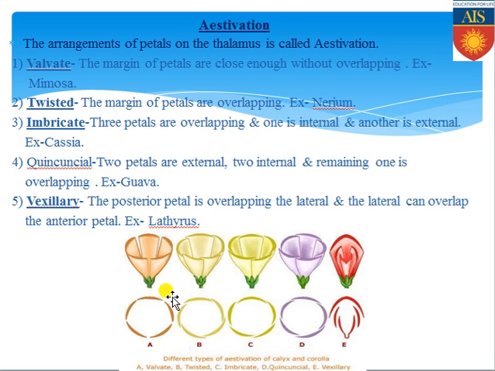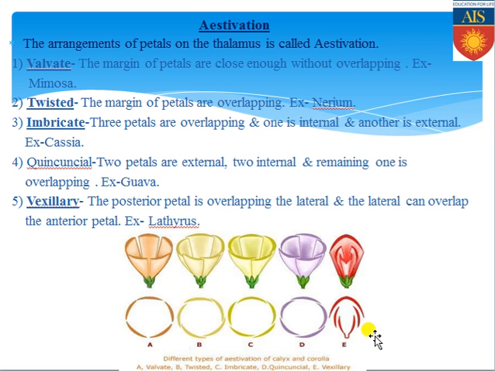Next is the imbricate type of the estivation. In imbricate estivation, you can see three petals are present in an overlapping manner. If you count properly, this is the first petal, this is the second petal, and this is the third petal. They are present in an overlapping manner, and for the remaining two petals, both of the ends or both of the margins are present outside, and for another petal both of the margins or both of the ends are present inside. If you see this figure properly, you can understand three petals are present in an overlapping manner, and one petal has both of the margins outside, another petal both of the margins inside. So for that reason they are known as imbricate type of the estivation. Example, Cassia. Cassia is the example of the imbricate estivation.